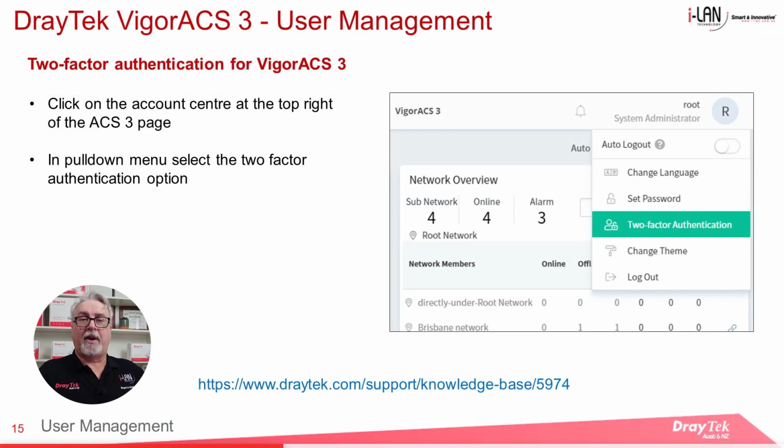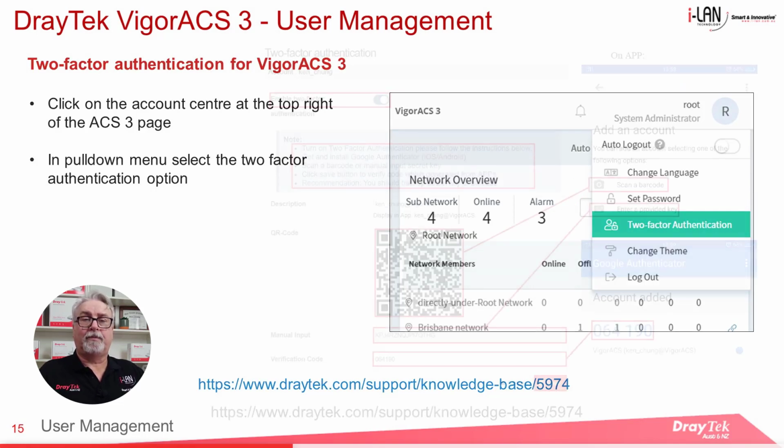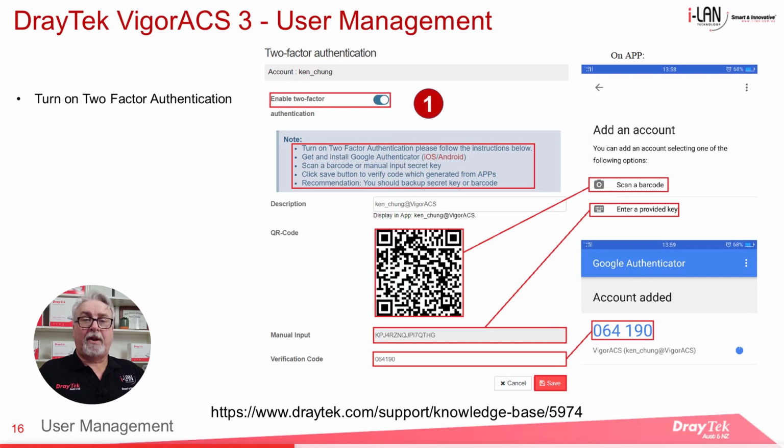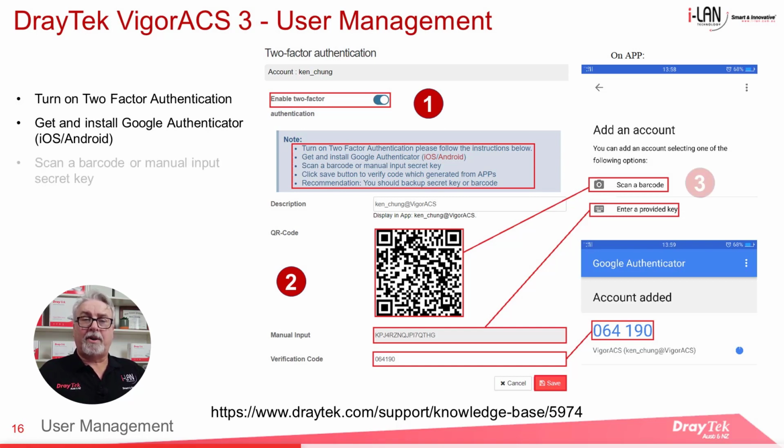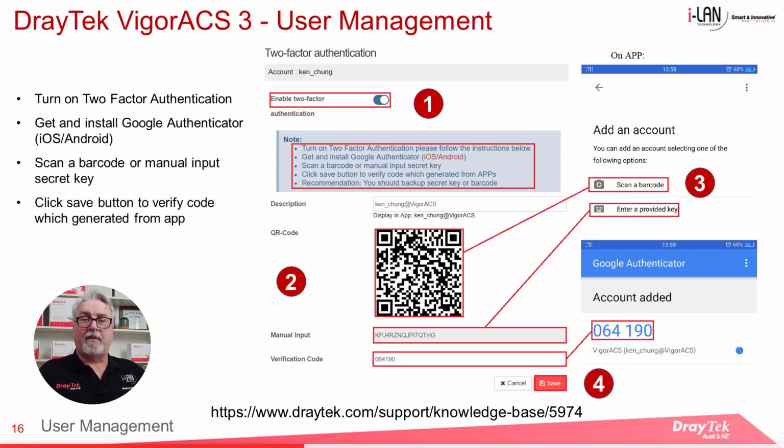So the other way to set up two-factor authentication is covered in Knowledge Base Article 5974 at the link shown here. For this method, click on the Account Center at the top right of the ACS3 page. In the pull-down menu, select the two-factor authentication option. Next, turn on two-factor authentication. You'll need to download and install the Google Authenticator app, which is available for both Android and Apple devices. Once you have the app installed on your device, scan the barcode or manually enter the secret key. Click the Save button to verify the code which was generated from the app.